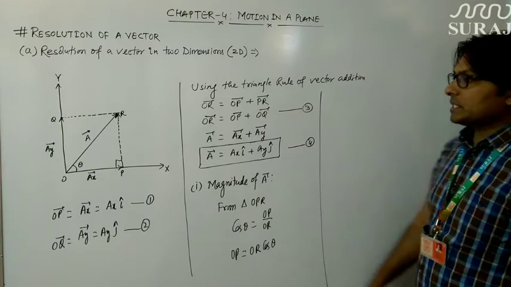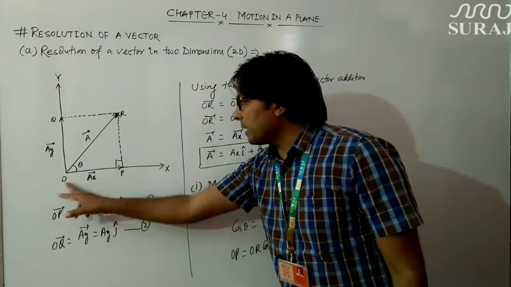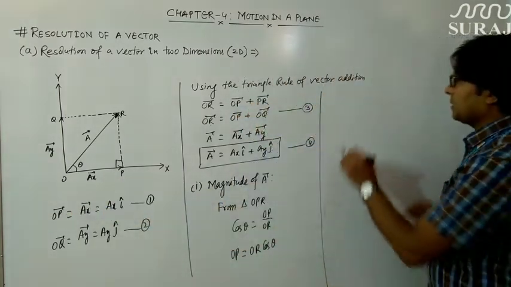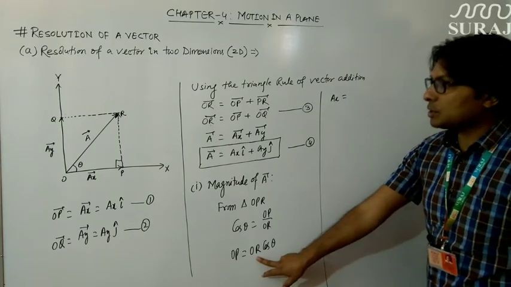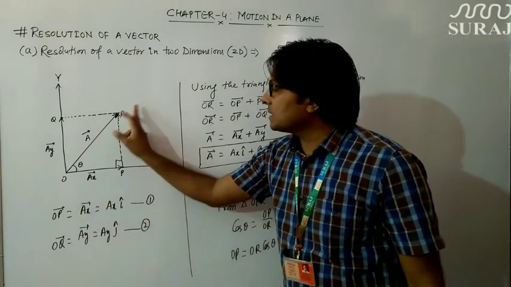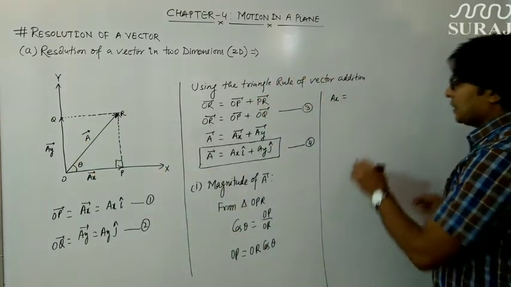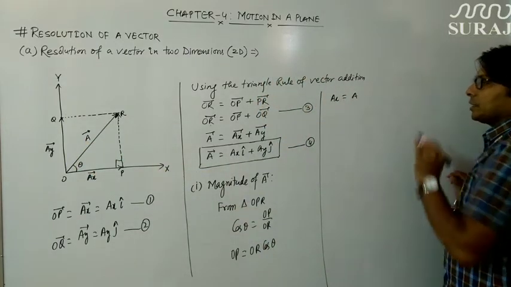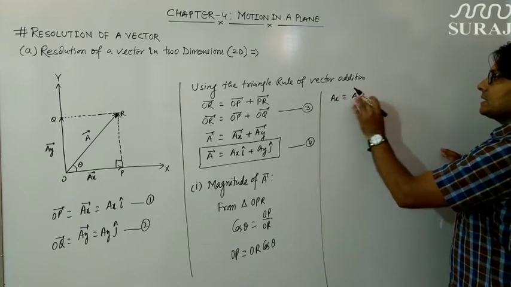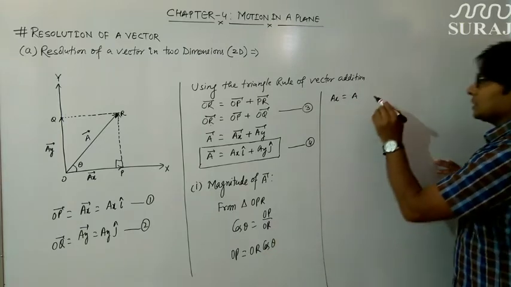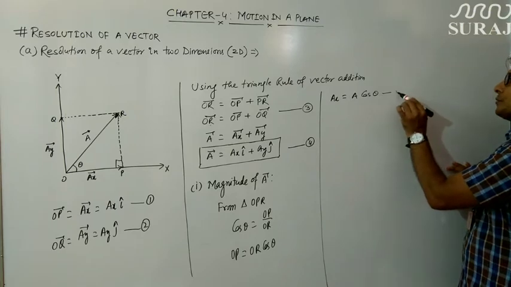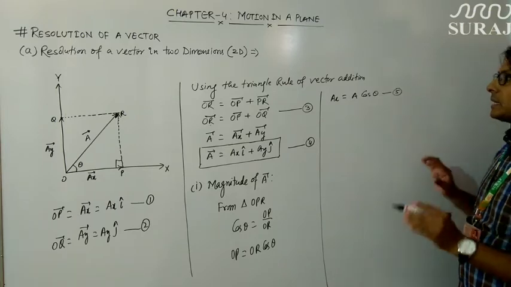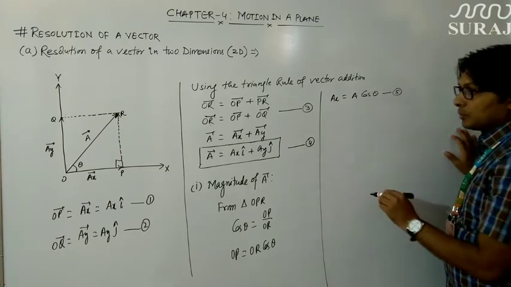And what is the value of this OP? So you will say OP is nothing but the magnitude of AX vector, which can be written as AX. So AX is equal to, what is OR? OR is the magnitude of A vector, so this is A. So AX is equal to A cos theta. This is suppose equation 5. Similarly, we can write down AY also.